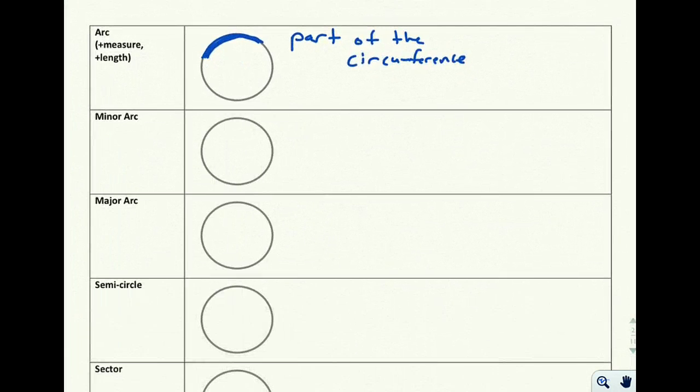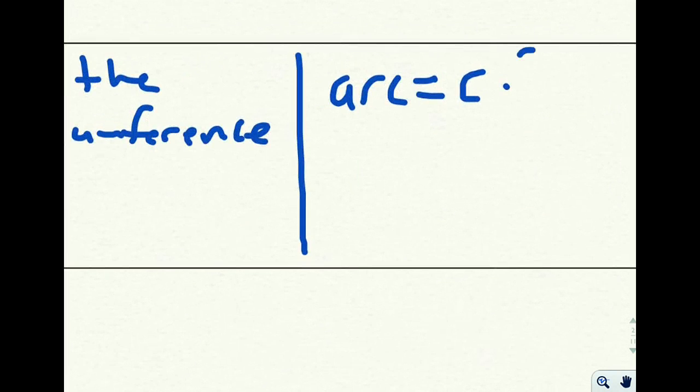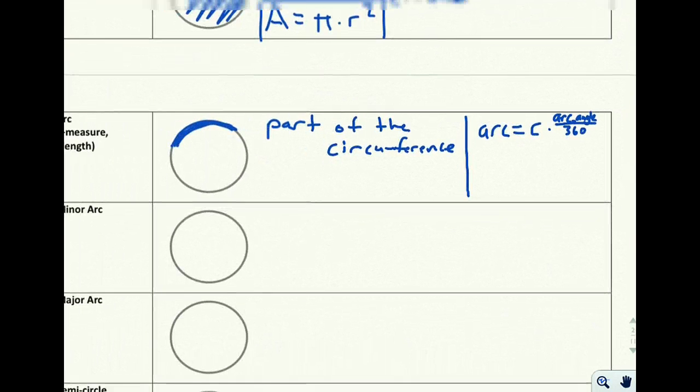And what we're going to be able to do is also find the arc length. And all you do for that is you take the circumference, so the arc length is equal to the circumference times the fraction, the arc angle divided by 360. So for example, if your arc angle was 180 degrees, you had a half a circle, 180 divided by 360 would be 1/2. So you multiply the circumference by 1/2.